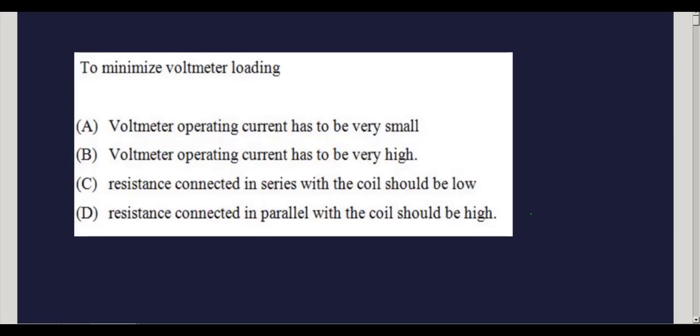One thing we know is that the voltmeter has a series resistance, and the ammeter has a shunt resistance. So resistance connected in parallel, we can neglect this option. In an ammeter the shunt resistance R_SH should be low, and the series resistance should be high. So resistance connected in series with the coil should be low, this option is neglected. Finally, you have these two, and either of these two can be the answer.